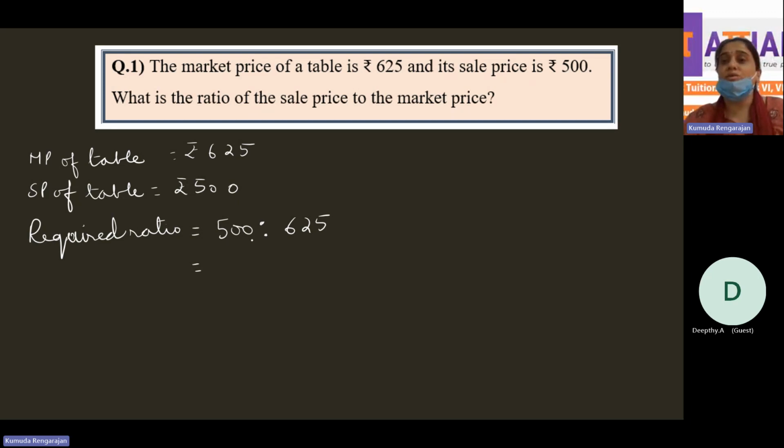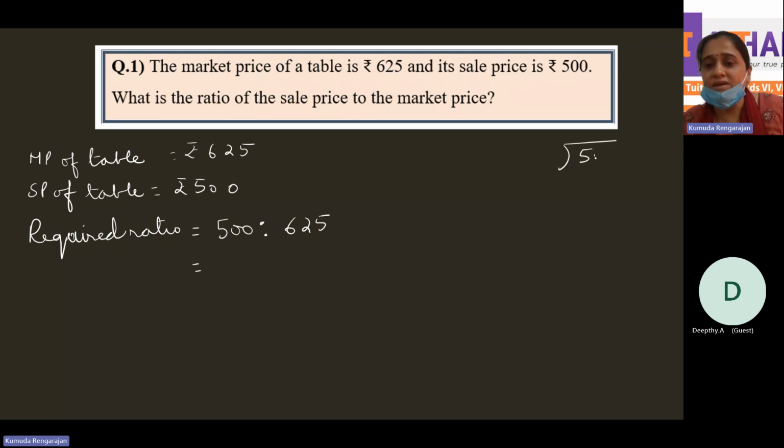So 500 is called the antecedent and 625 is called the consequent. Correct? Now, which one to write first? Look at the question: ratio of the sale price to market price. So 500 is to 625. Now we'll have to reduce 500 and 625 in the same tables. We all know the test of divisibility of 25. Both 500 and 625 are divisible by 25.